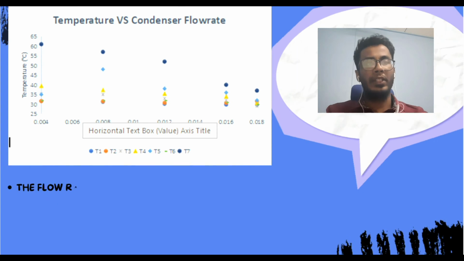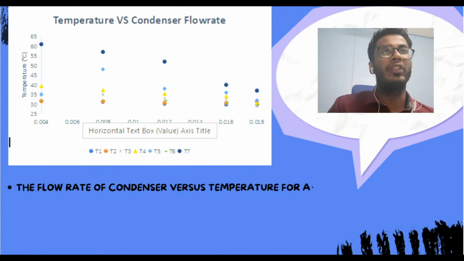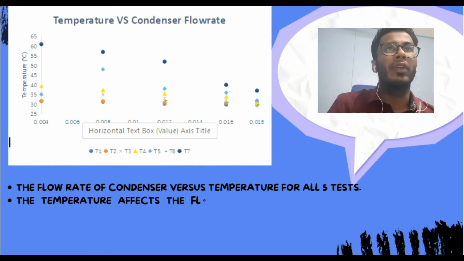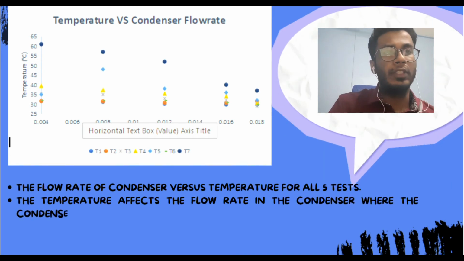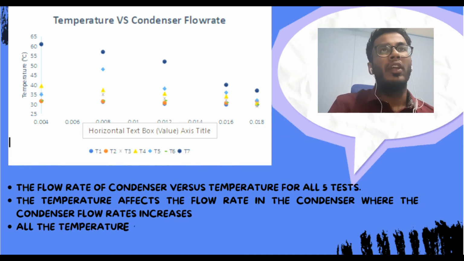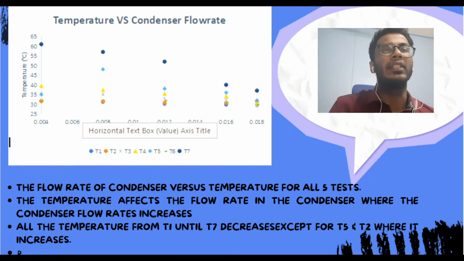The second discussion part is to explain the effects of changing the condenser flow rate, T1 to T6, on the compressor power, and to draw the graph and discuss the results obtained. So the first graph of temperature versus condenser flow rate is plotted, and from the graph we can see that the temperature affects the flow rate in the condenser, where the condenser flow rate increases.